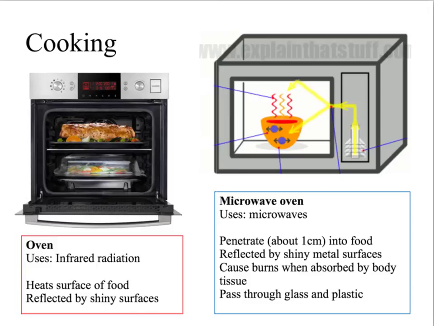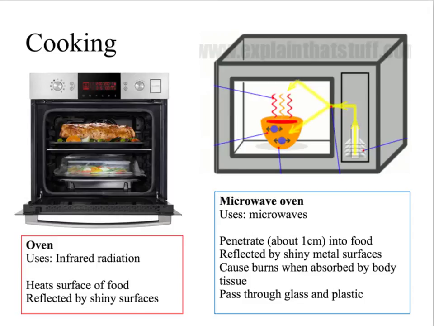Microwave ovens do not rely on heat or infrared radiation to work. So if you took the temperature inside a microwave oven when it was switched on, you should find that it's just the same as the air temperature outside the microwave. Microwaves can penetrate further than infrared, so whereas infrared or radiated heat only heats the surface of the food, microwaves can penetrate just beneath the surface, so about 1 centimetre into the food.